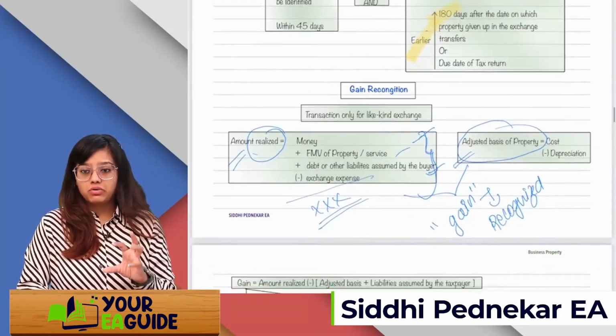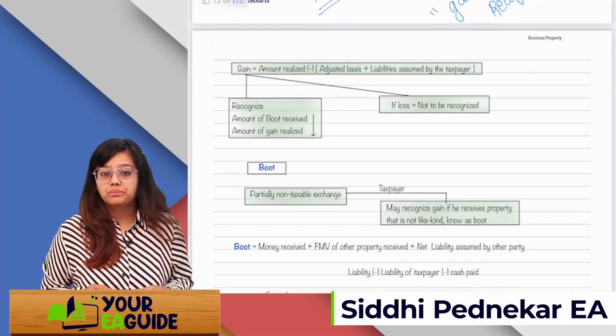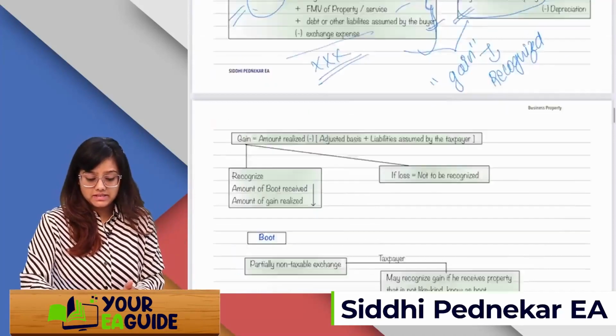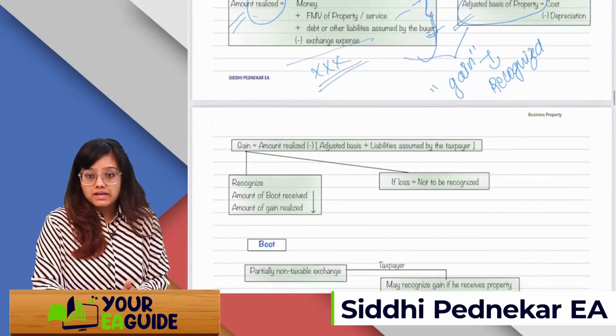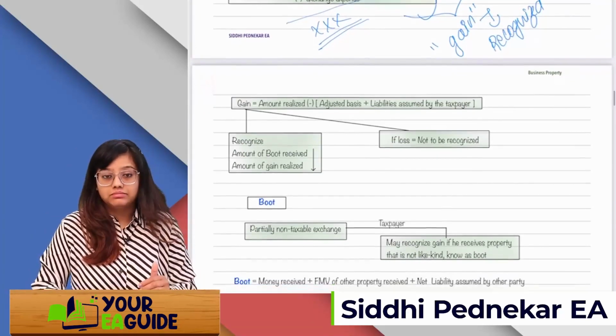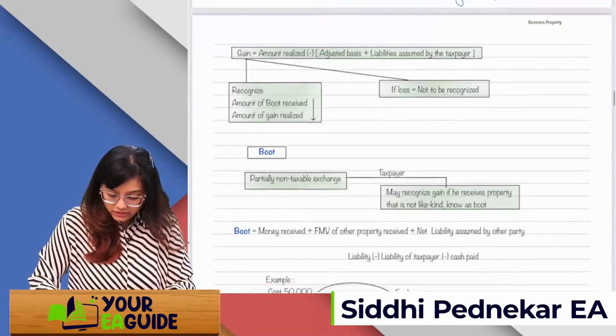So how much amount of gain will be recognized? We will see over here. First, what is the gain amount? Gain is nothing but amount realized minus adjusted basis, that is this, plus any liability assumed by the taxpayer. See, it can be vice versa. Let me tell you like this. Wait.